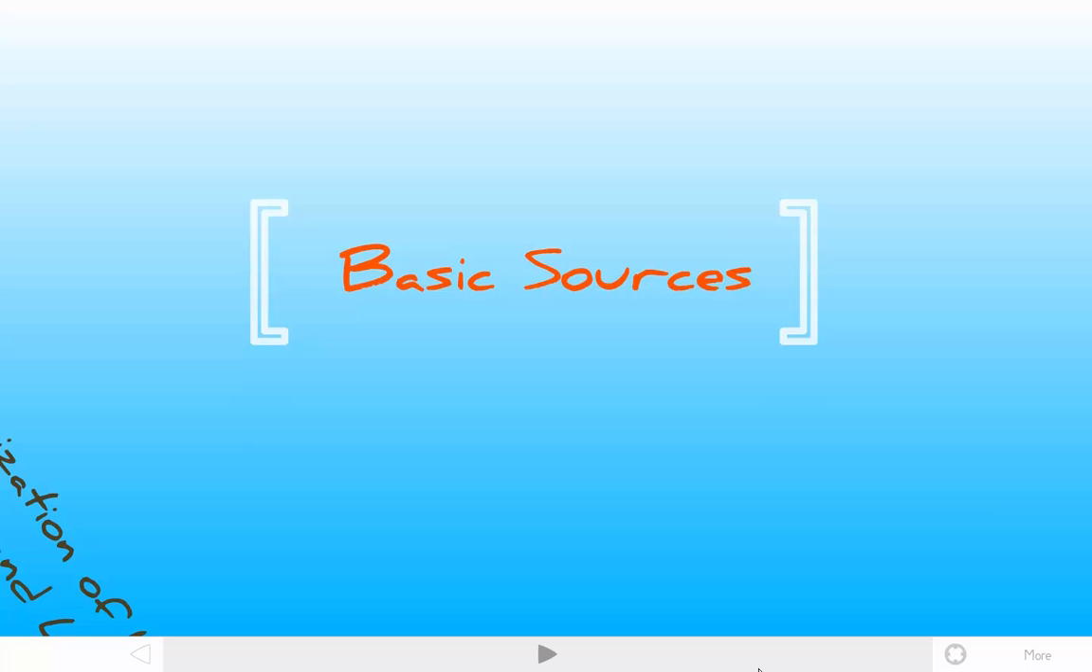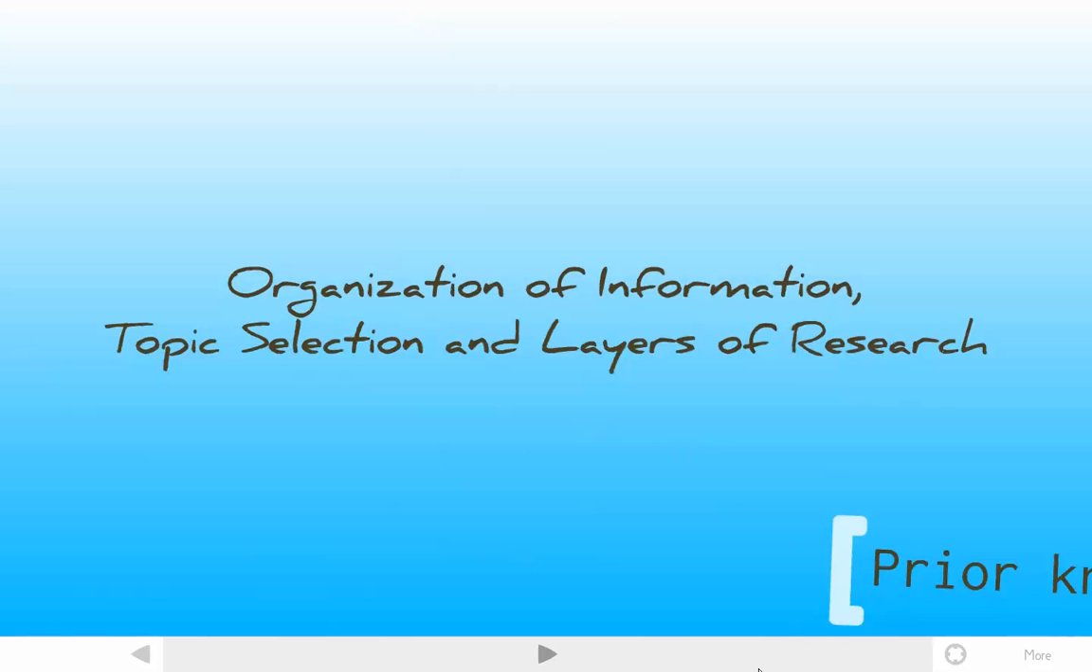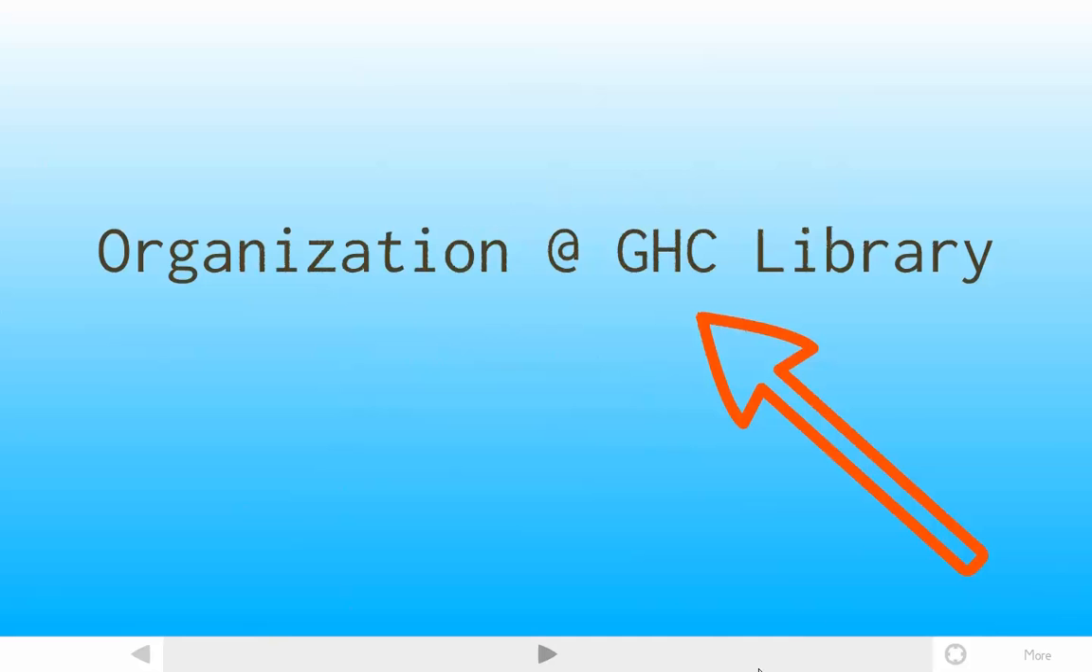We're going to look at basic sources of information. We are going to talk about how information is organized, how to select a topic, and the different layers of research. Organization here at the GHC library. A lot of these principles you will be able to apply to other libraries, and we will talk about what other library systems might use so you're familiar with those things, but we are going to also focus on how GHC is organized, since that's where we are and who we are and what we're learning about.